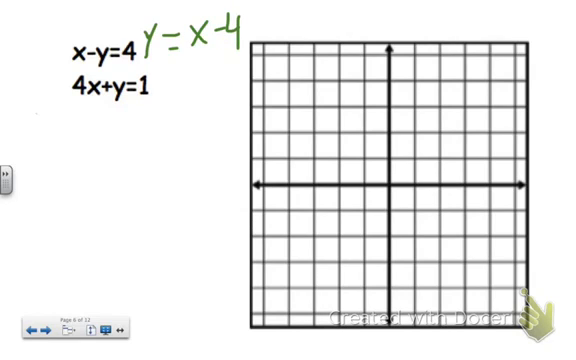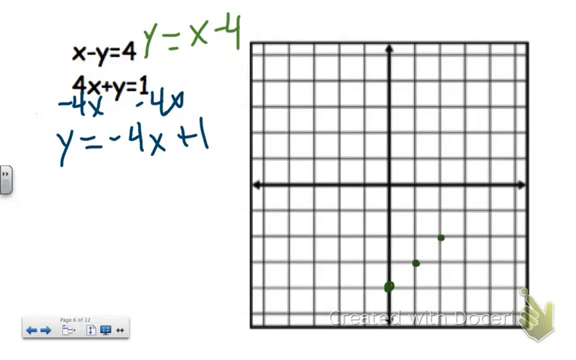So now for my other equation, I have to put it in slope-intercept form. So I'm going to just subtract 4x from both sides. And now I have y equals negative 4x plus 1. So now to graph, start with my first one up here. It has a y-intercept of negative 4, and again, a slope of 1. So up 1 to the right 1, or down 1 to left 1.